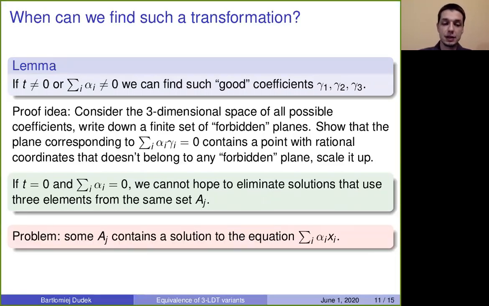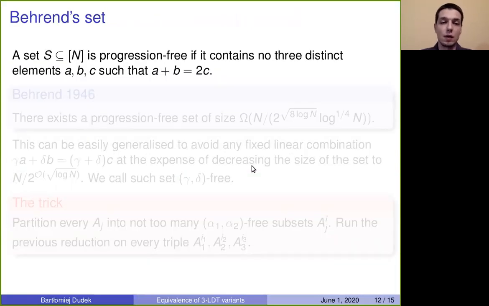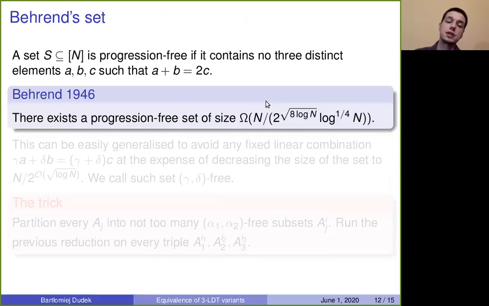So yeah, the problem is that some set A sub j contains a solution to the given equation, because we cannot forbid taking all three numbers from one set A sub j. To overcome this difficulty, we use Behrend sets, which are progression-free sets. A set is progression-free if it contains no three distinct elements forming an arithmetic progression. And in 1946, Behrend showed that there exists a progression-free set of this size.